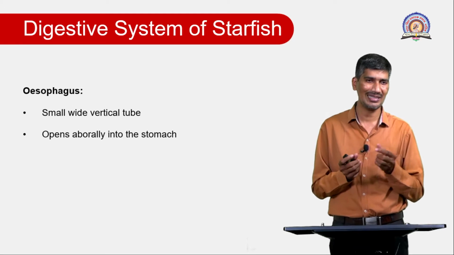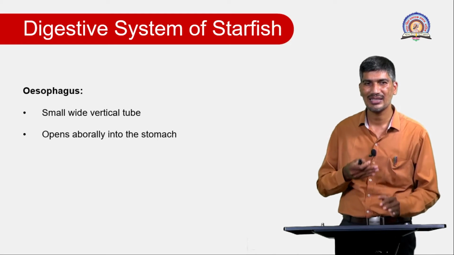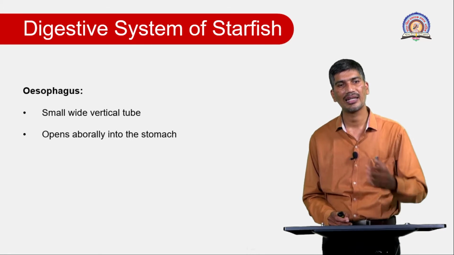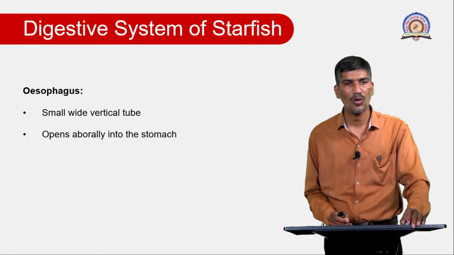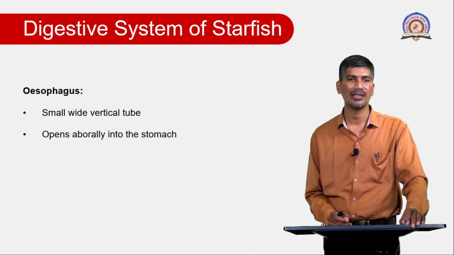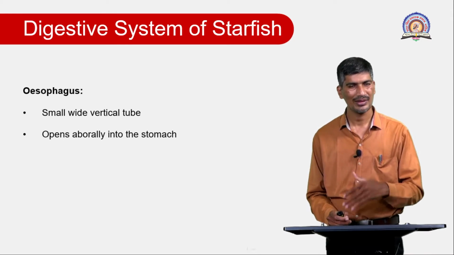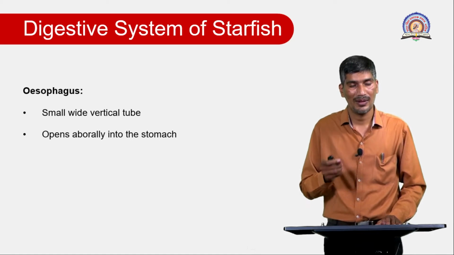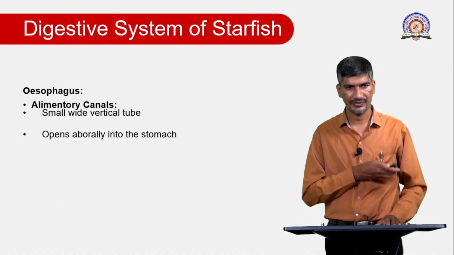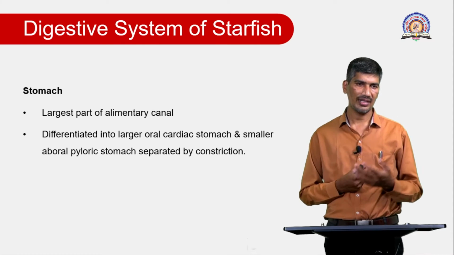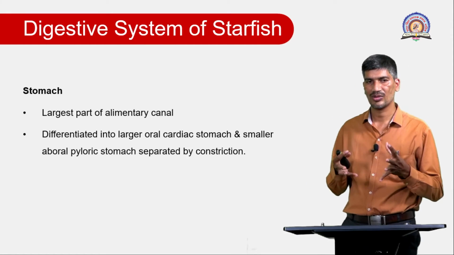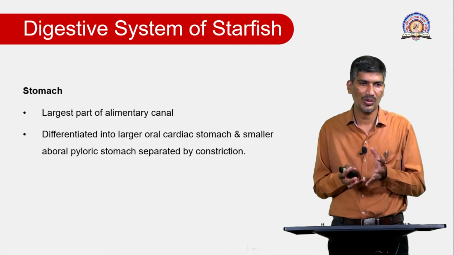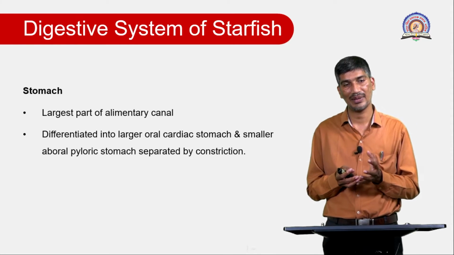The esophagus has a large, wide opening and runs as a vertical tube, and it opens directly or indirectly on the aboral side into the stomach. It is a very small, thin tube present after the mouth. Then the next part, a globular or bulging body, opens from the esophagus. This is the largest part of the alimentary canal.